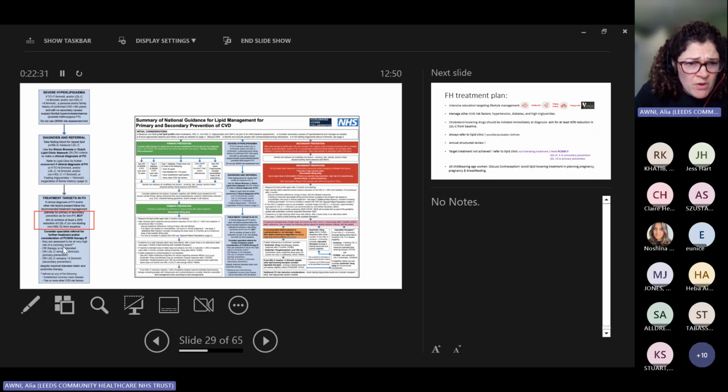Then we come to the final box of the FH pathway, where we do the treatment. If it's primary prevention, then we treat as in the pathway, the green part. And if it's secondary, then we treat as in the red parts. I'm not going to go deeper into that; it's been explained in previous webinars. And the target for our LDL lowering is more than 50% reduction in LDL level compared to baseline.